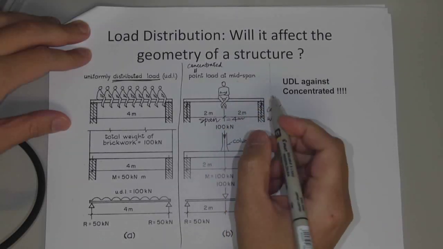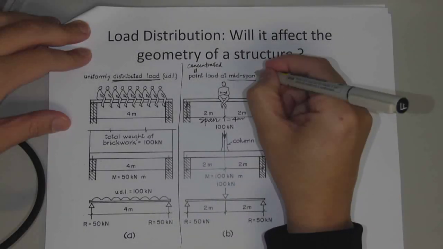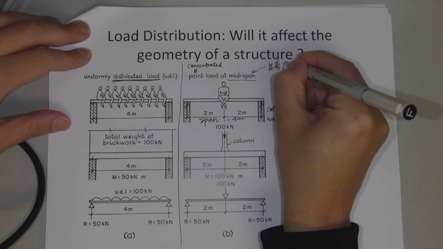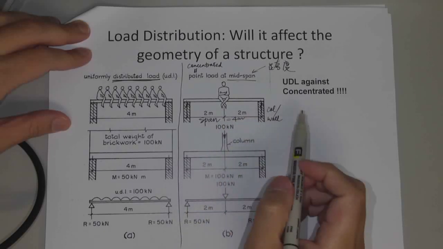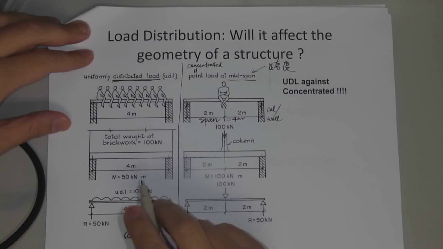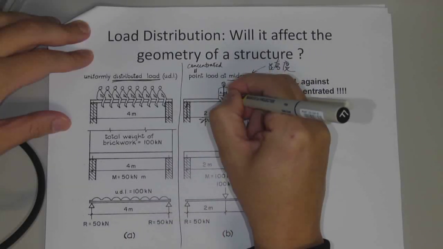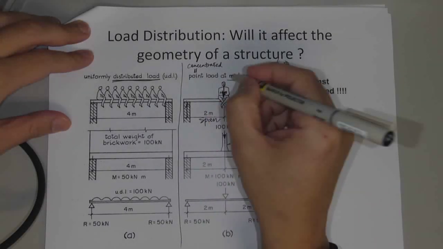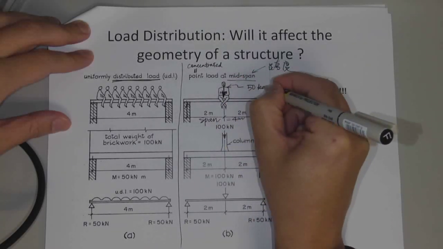And at the center of the beam, or mid-span, span in Chinese is 跨度. So at the middle of the span, you have a person sitting here, so you've got a live load. This live load, of course, is a concentrated load. So assuming that this guy is 50 kilograms.